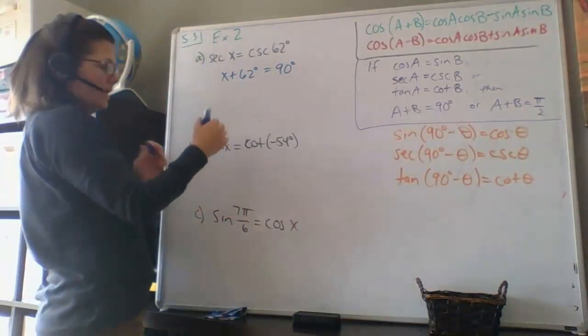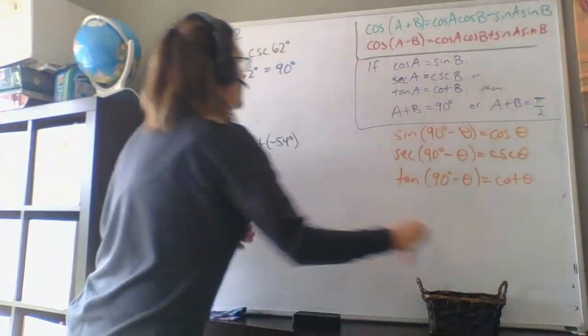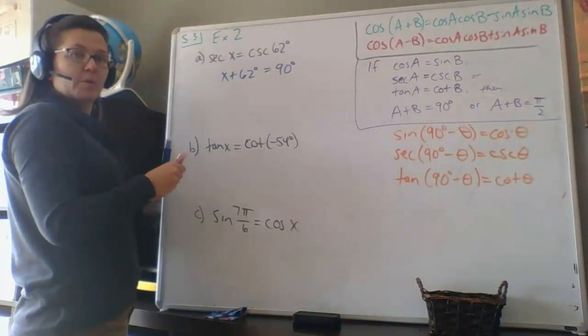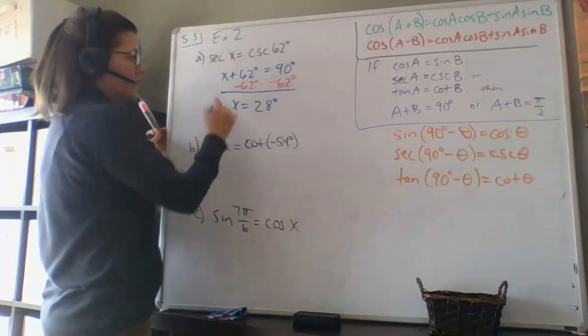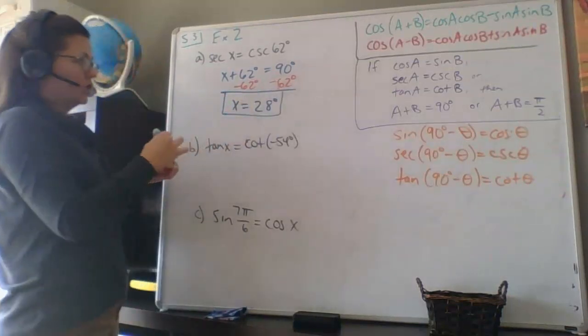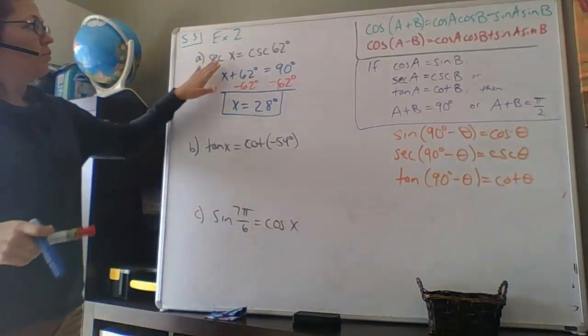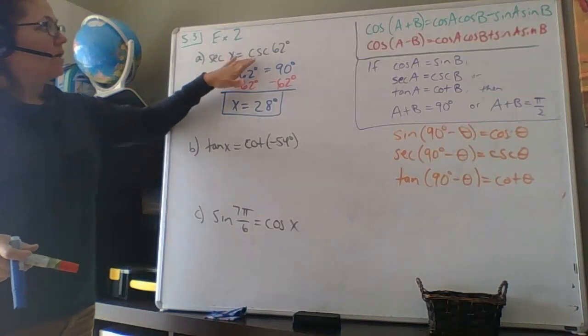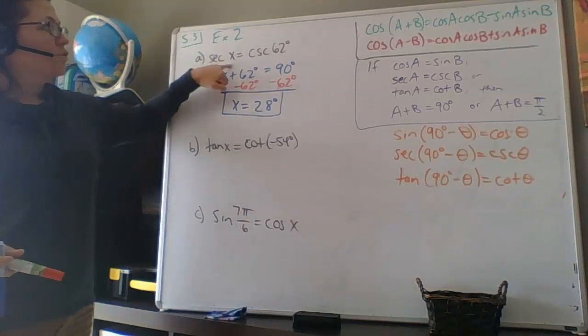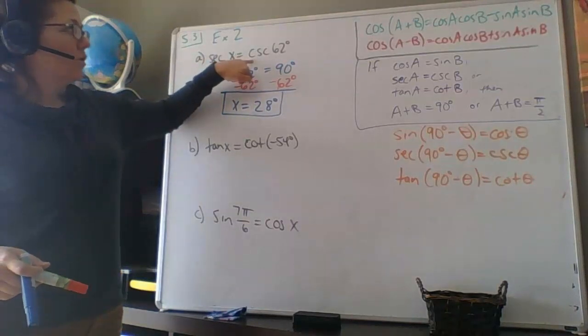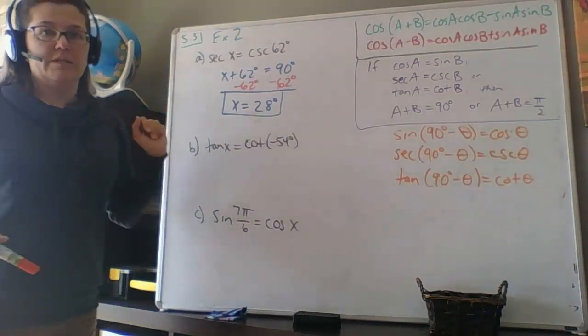So solving this, I subtract 62 degrees from both sides. So x equals 28 degrees. So this is one solution to this equation where secant x equals cosecant of 62 degrees. So secant of 28 degrees does in fact equal cosecant of 62 degrees.